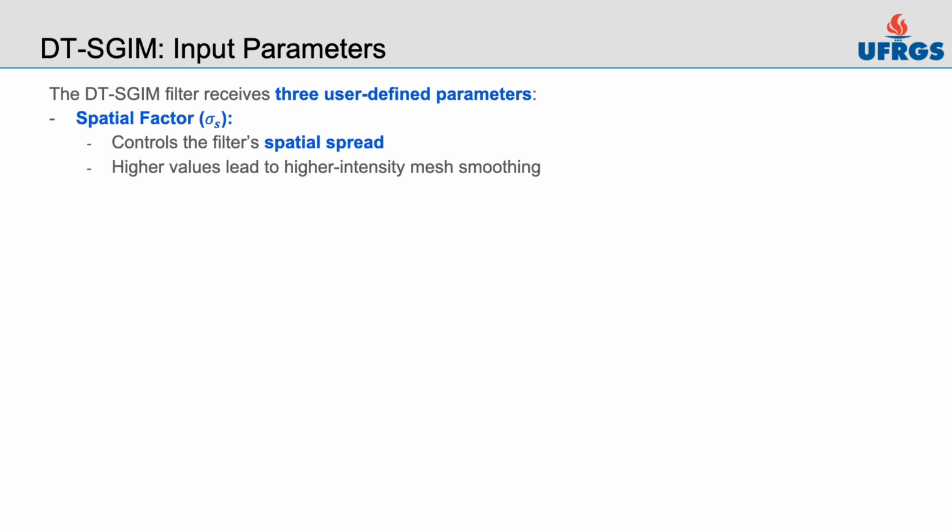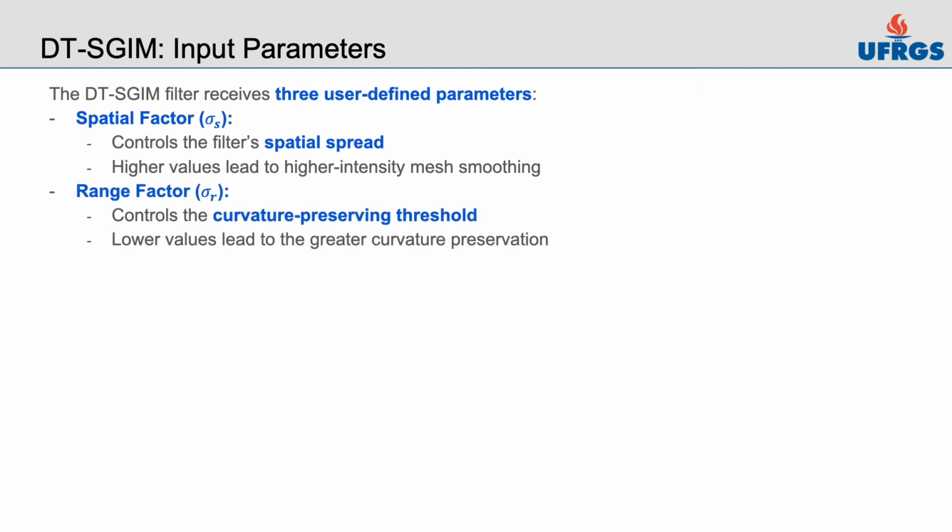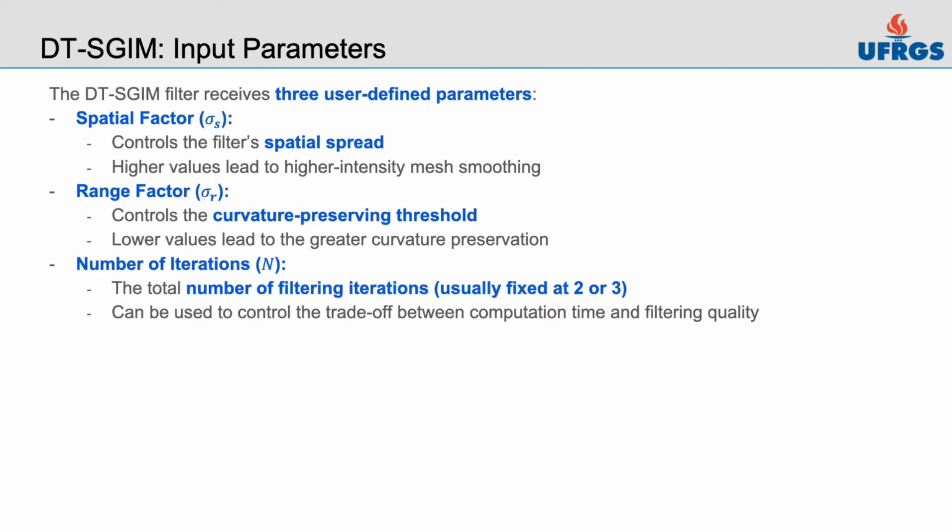Let's start by defining the input parameters of our filter. Besides the spherical geometry image, our filter receives three user-defined parameters. The first one is a spatial factor. This parameter controls the filter's spatial spread. Higher values lead to higher intensity mesh smoothing. Next, we have the range factor. This parameter controls the curvature preserving threshold. Lower values lead to greater curvature preservation. Lastly, we have the number of iterations. It can be used to control the trade-off between computation time and filtering quality.